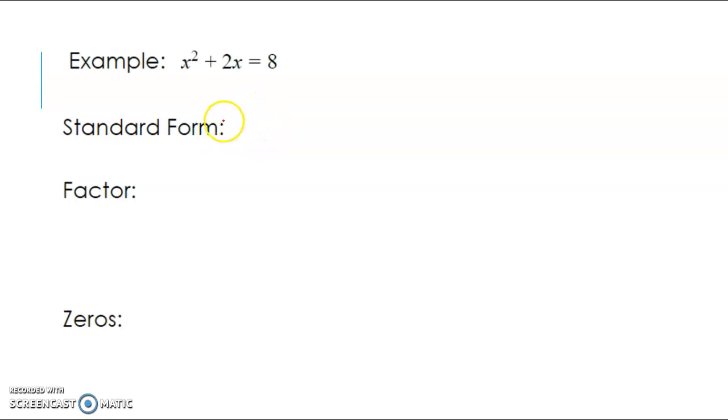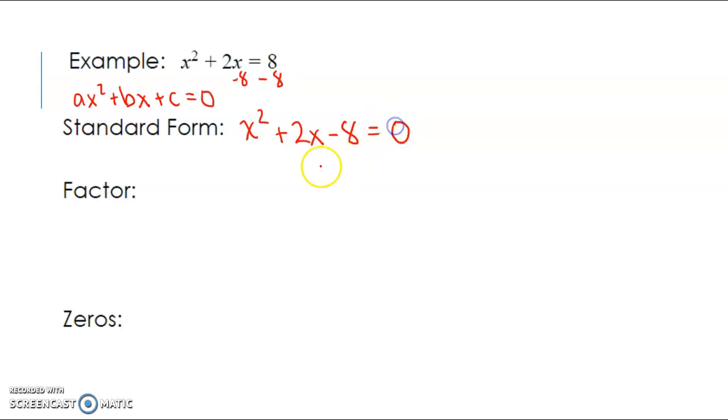So the first step is I have to get it into standard form. Okay, ax squared plus bx plus c, and it's got to be equal to 0. In this case, it's equal to 8. So this is a no-go. We got to get it to equal to 0. So to do that, I'm going to take it to the other side by minusing 8 on both sides. So that's going to give me x squared plus 2x minus 8 equals 0. So I'm now in standard form.